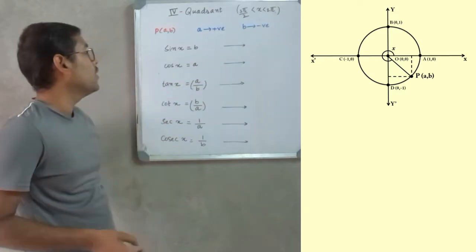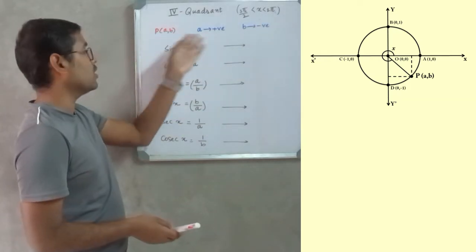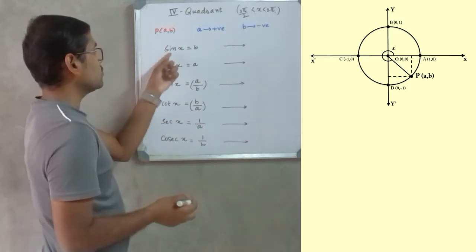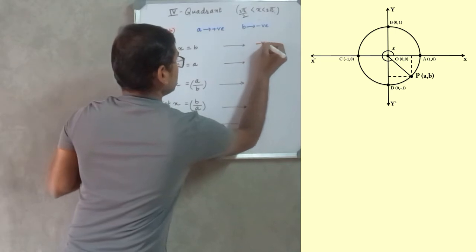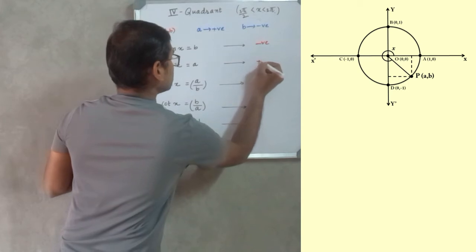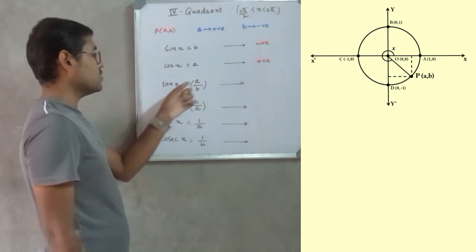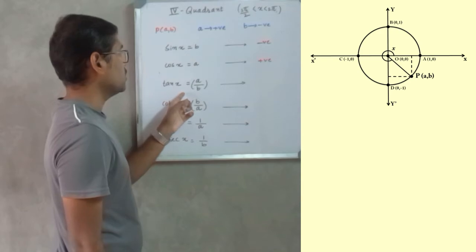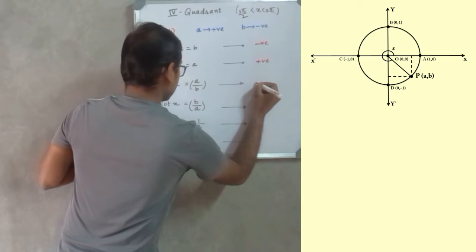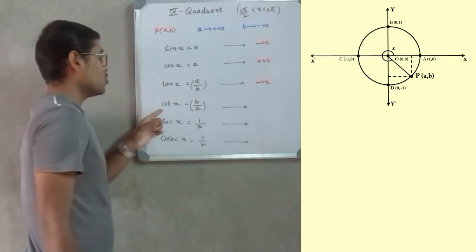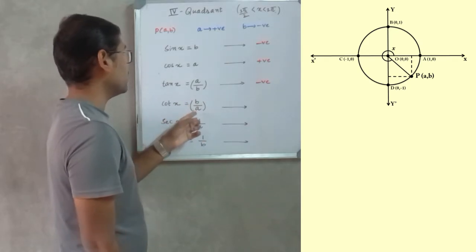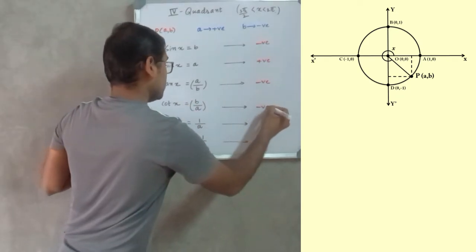and 2 pi. And the x coordinate of point P here will be positive and the y coordinate will be negative. Which means sin x, which is equal to b, will be negative. And cos x, which is equal to a, will be positive. What about tan x? Tan x is sin x by cos x, which is b by a. Here a is positive and b is negative. So overall tan x will be negative. What about cot x? Cot x is given by a by b. Here b is negative and a is positive. It means cot x will be negative.